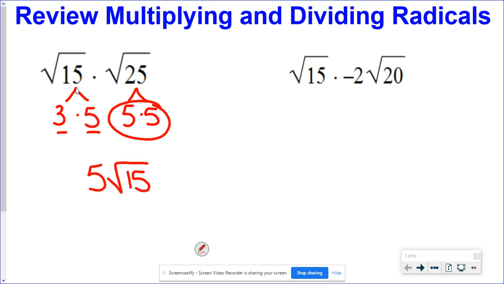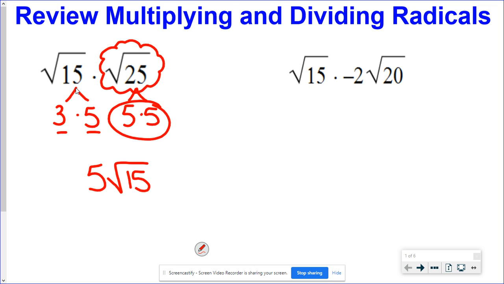Now, in fact, I wouldn't even really have needed to make these trees, right? Because we know that this right here is a perfect square. The square root of 25 is just 5. 15 didn't have anything that broke out, so it's just 5 rad 15.